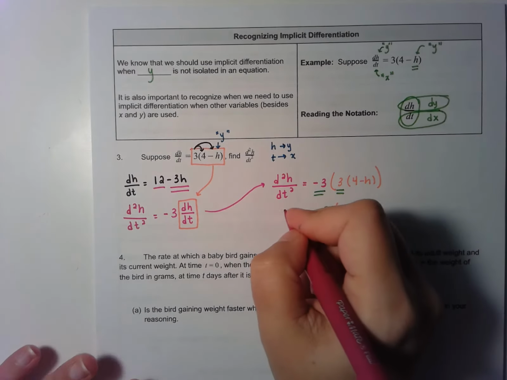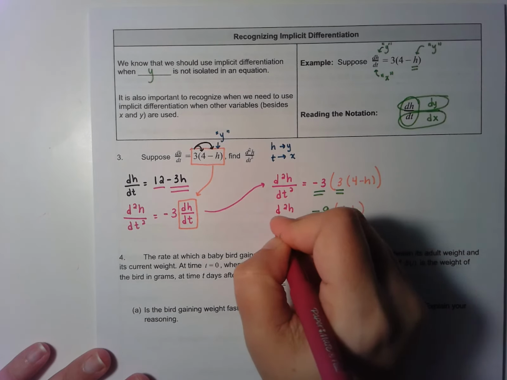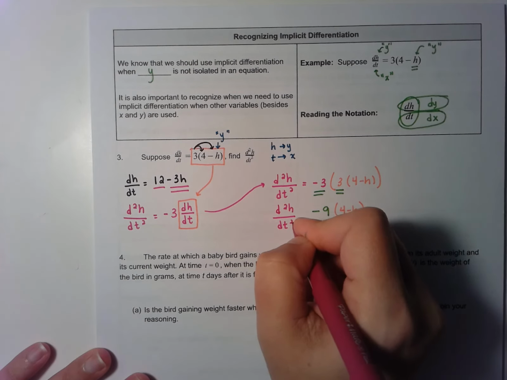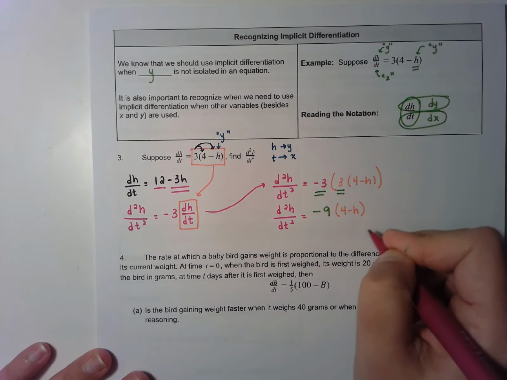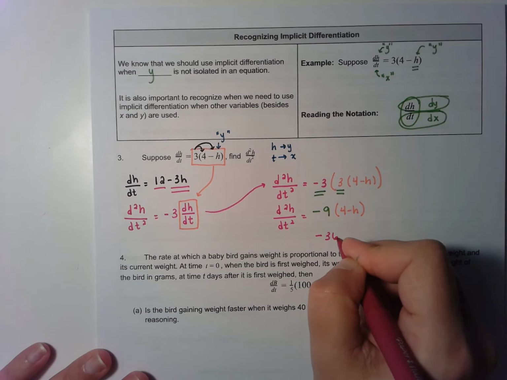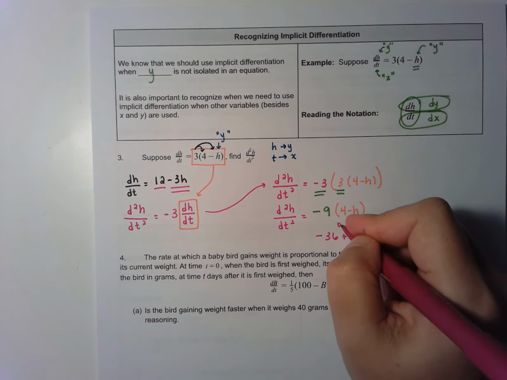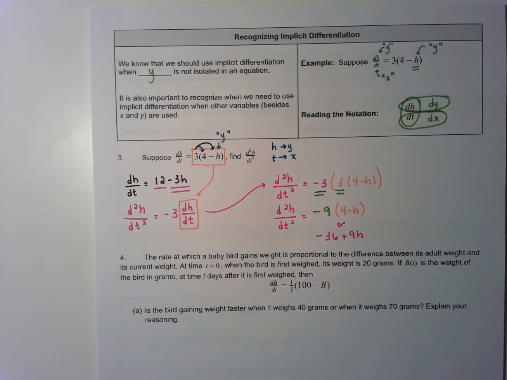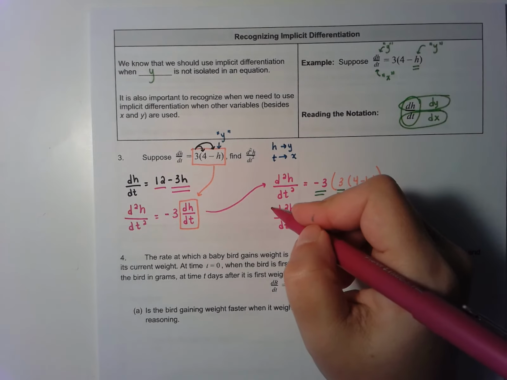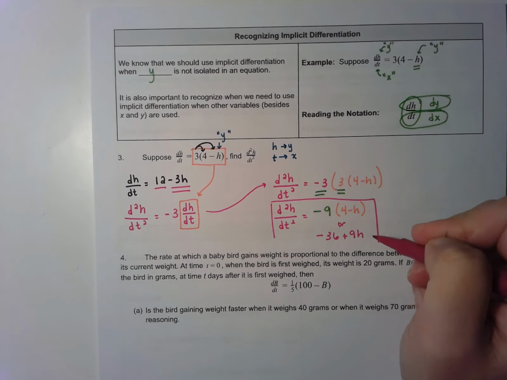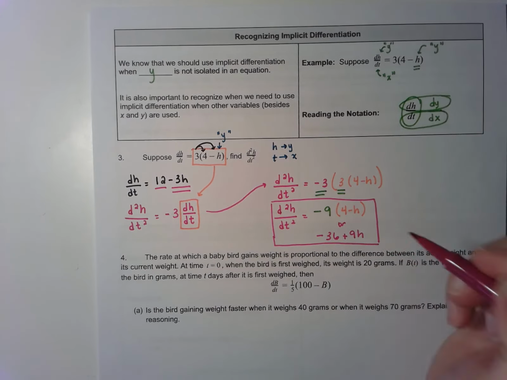You could, if you wanted to, distribute completely, in which case you would get negative 36 plus 9h. That would be fine. You can write it either way. It's just kind of up to you where you feel comfortable stopping. So what does this look like in a context?